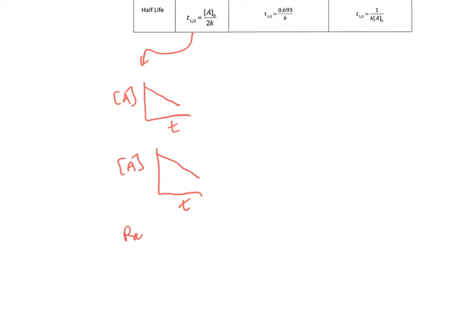If we say the rate is equal to k times A to the 0 power, because A is 0, rate is equal to k, the graph of the rate versus concentration is constant. It's just k, right? Because this part goes to 1. So rate is a constant on that one.